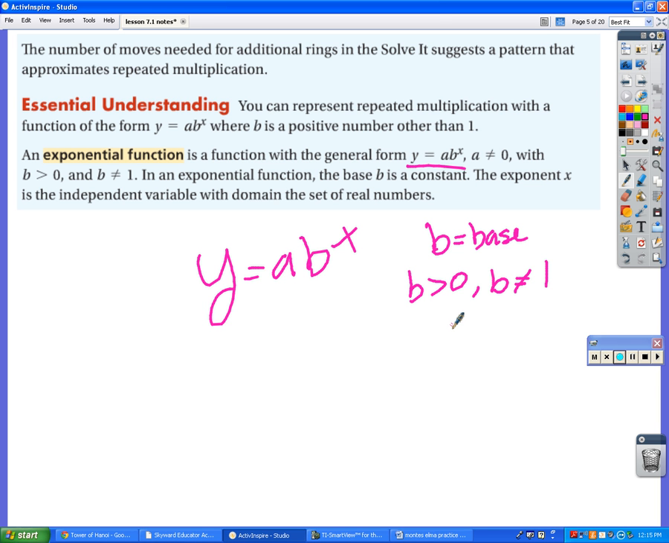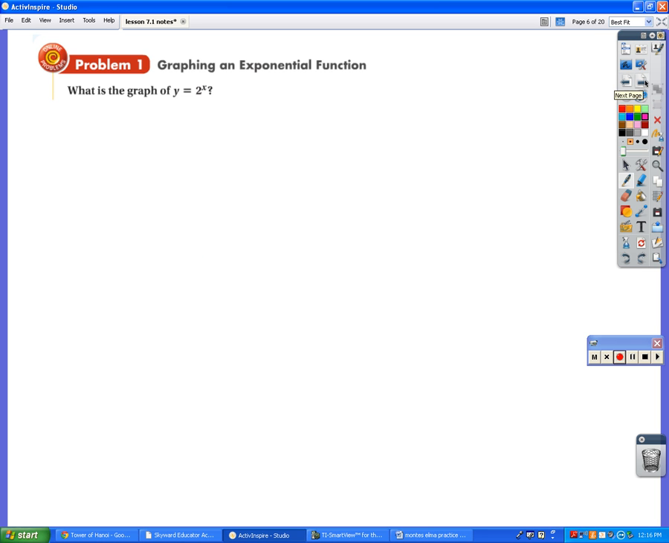Because if it was negative, let's say it was negative 2 instead of 2. What's negative 2 to the first power? Negative 2. What's negative 2 to the second power? 4. So we got a negative number and then a positive number. And negative 2 to the third power would be negative 8. So it's negative again. And then positive 16, and so it bounced back and forth between being positive and negative, which is confusing, and so we just don't want to deal with it, okay?